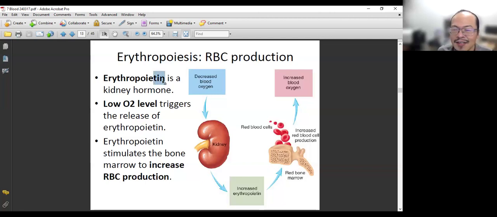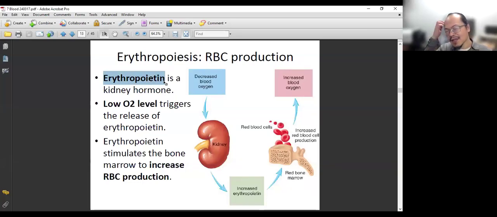So that's easy, right? Which of the following stimulates the bone marrow to produce red blood cells? Just by the name, you know which one is which, right? It's got to be red blood cell, it's got to be production. So it's erythropoietin. So that's that.